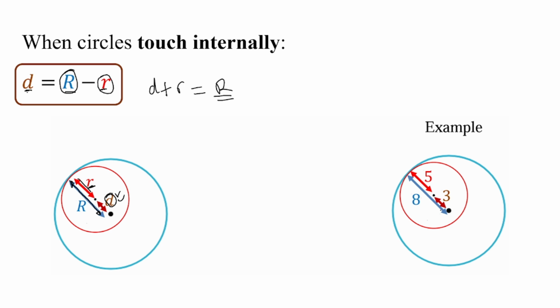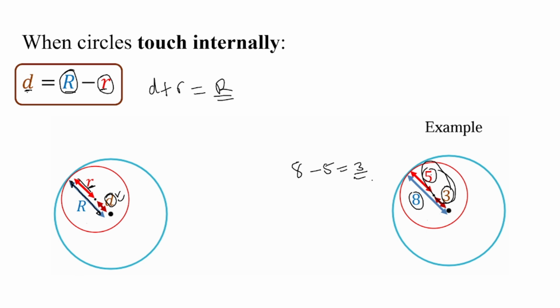Here's a good example. If you say 3 plus 5, 3 is the distance between the centers, and 5 is the radius of the smaller circle. If we add them, they give us the R of the larger circle. Or if you say R of the larger circle, which is 8, minus r of the smaller circle, which is 5, it will give you the distance between the two centers. So this also may assist you to see that these circles touch internally.